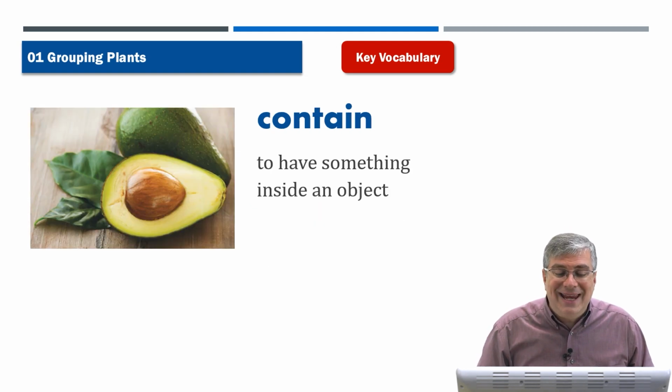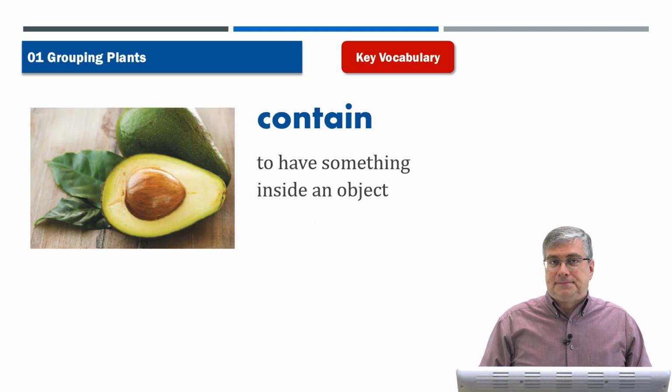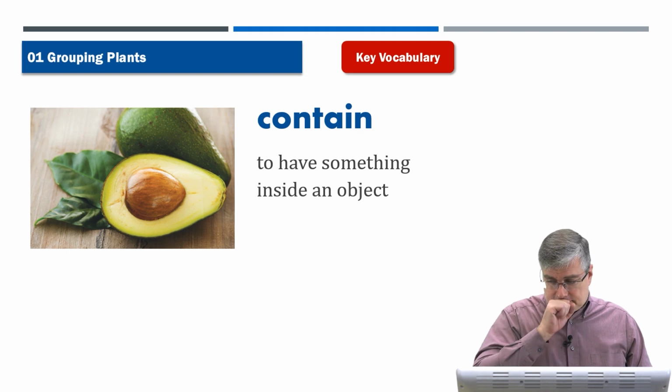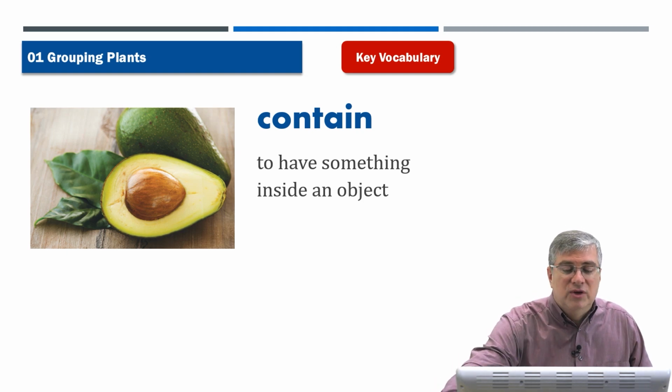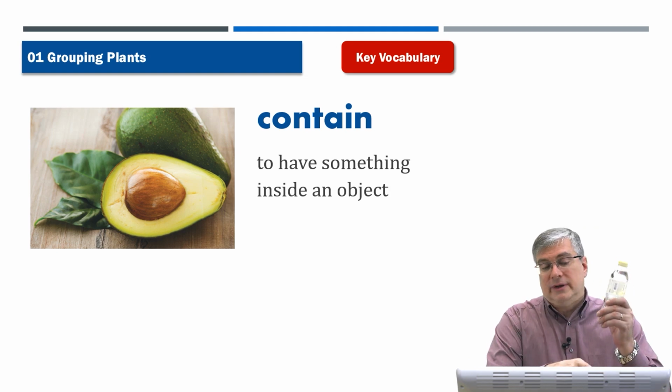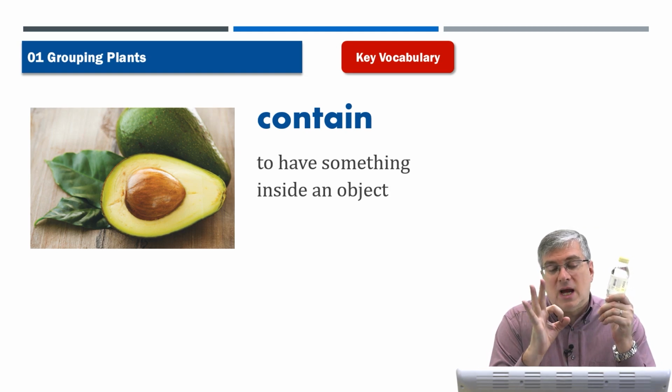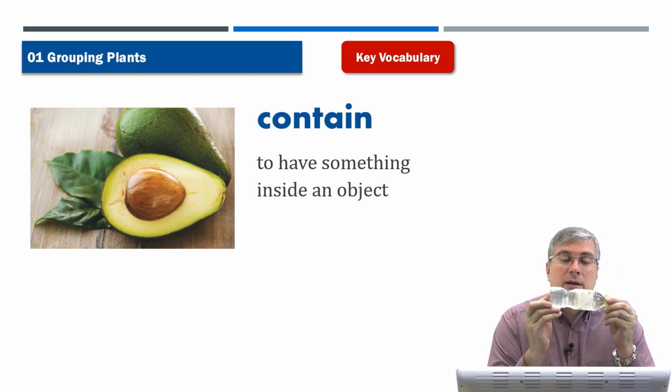Next, we have contain. Contain means to have something inside an object. So there's a very good example. That's a good picture. You know, there's a seed inside the avocado, but we can also talk about, you know, contain doesn't just mean natural things.